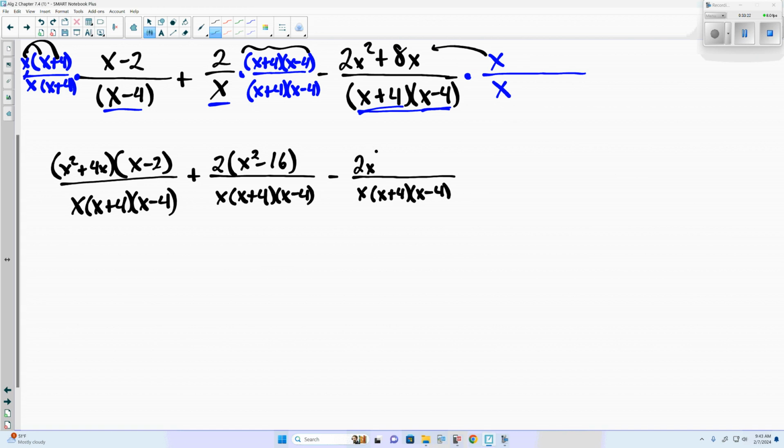2x squared times x is now 2x cubed. And our 8x times x is 8x squared. That's a nice little step.